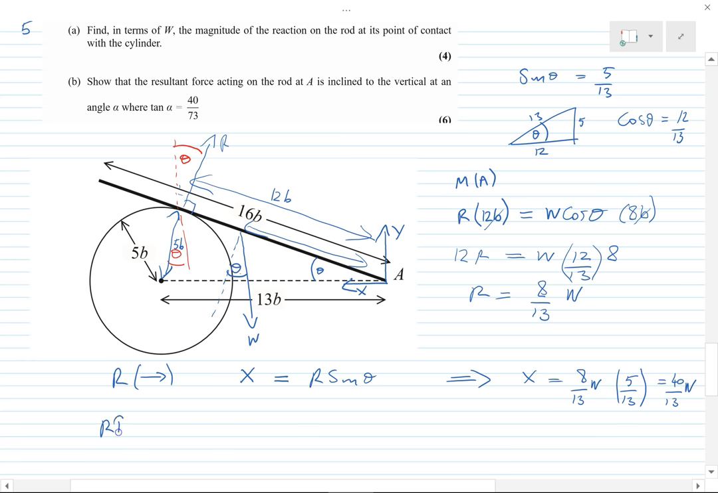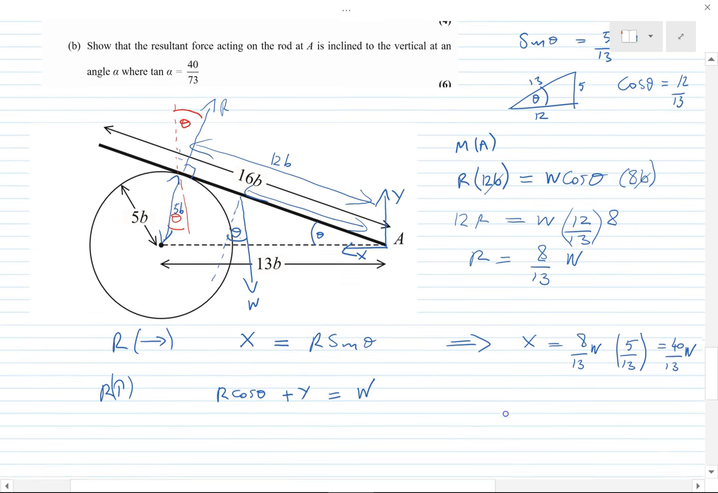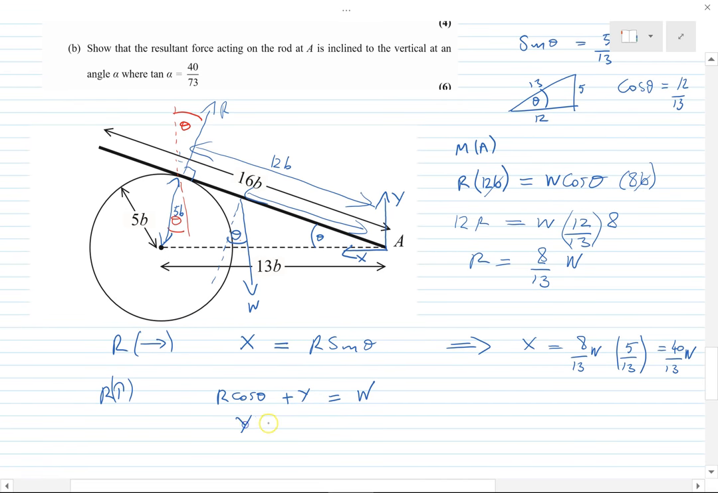And we can resolve vertically as well. Resolving vertically upwards, we've got R cos theta, the component of this, because of the theta here next to it, we want the bit straight up, so that's R cos theta, plus Y, because that's also upwards, is equal to the downwards force, which is W. So that gives us Y equals W minus R cos theta, which gives us Y equals W minus R, which is 8 over 13 W, cos theta, which is 12 over 13.